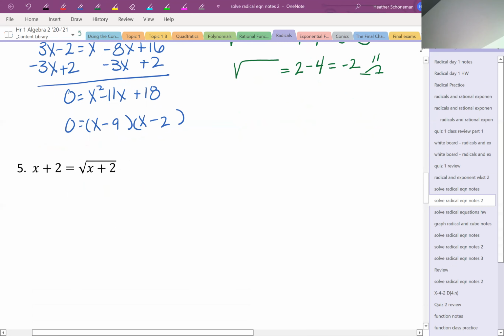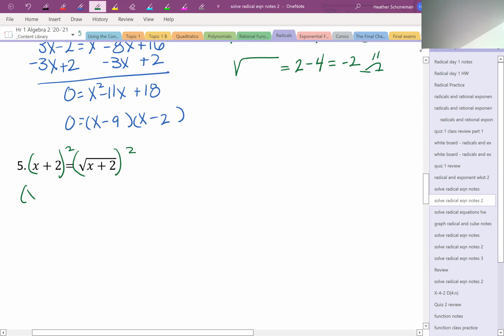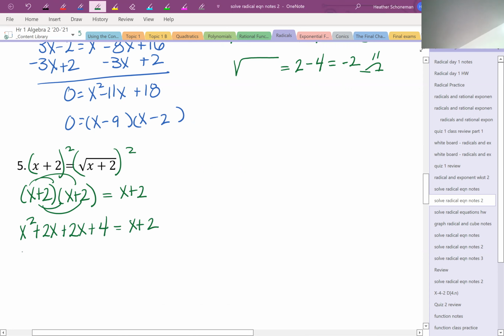Okay, let's look at number 2. On number 2, we want to square both sides. So over here, I'm going to get x plus 2 times x plus 2. Over here, the radical cancels and I just get x plus 2. So now I need to FOIL or distribute. So I get x squared plus 2x plus 2x plus 4. Always want to combine like terms.